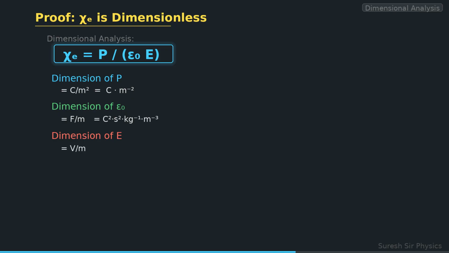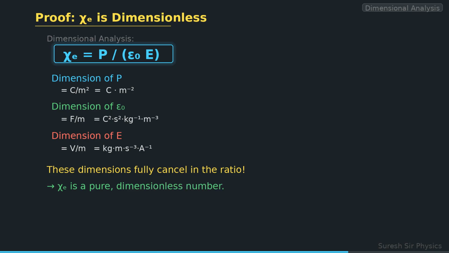Dimension of E equals V over m equals kilogram meter second to the power of minus 3 ampere to the power of minus 1. We will get both numerator and denominator equal values, that is coulomb meter to the power of minus 2 over coulomb meter to the power of minus 2. It implies electric susceptibility doesn't have units; it is a dimensionless quantity.